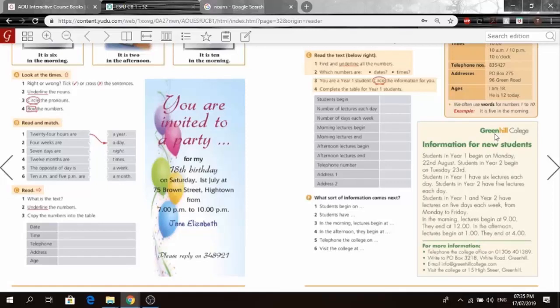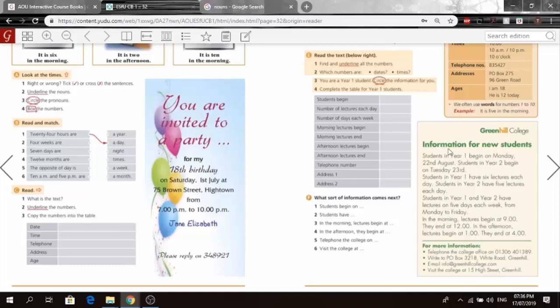In the morning, lectures begin at 9. They end at 12. In the afternoon, lectures begin at 1. They end at 4. For more information, telephone the college office on this long number. Write to P.O. Box 3218, White Road, Greenhill. Email info@greenhillcollege.com. Visit the college at 15 High Street, Greenhill.